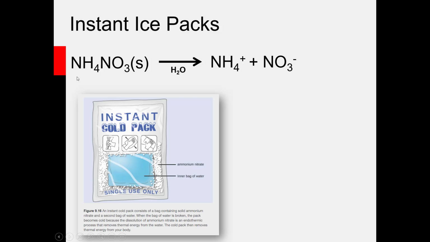So the balanced chemical reaction that applies here is 1 mole of ammonium nitrate, which has chemical formula NH4NO3 solid, dissolves in water because it's a water-soluble ionic compound, giving us 1 mole of NH4+ and 1 mole of NO3-. So your ammonium nitrate dissolves in water to give you 1 mole of ammonium cation and 1 mole of nitrate anion.